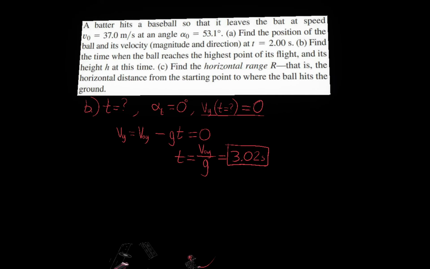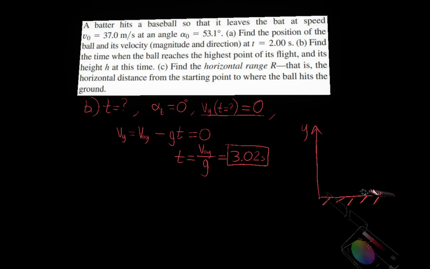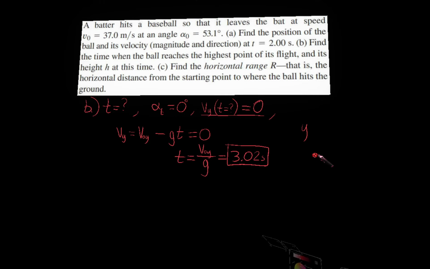And its height h at this time. So height is just the vertical distance from the ground, right? So if this is y, and this is the ground, then the height is just the value of y. And so find the value of y at this time.